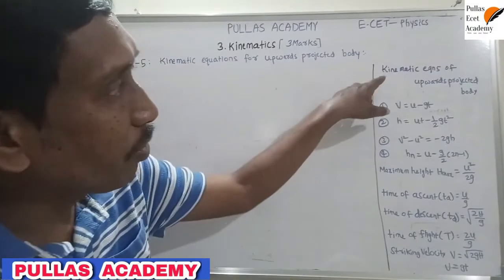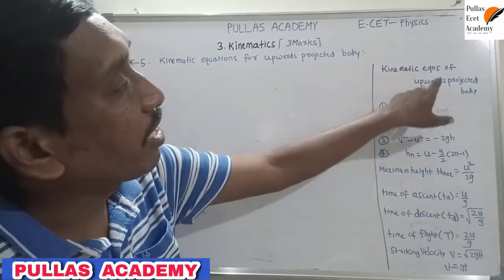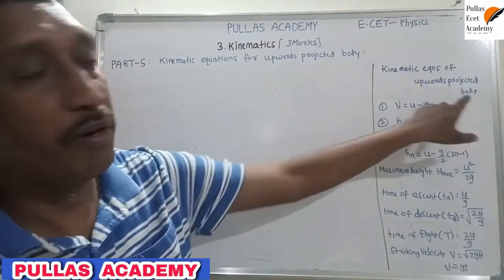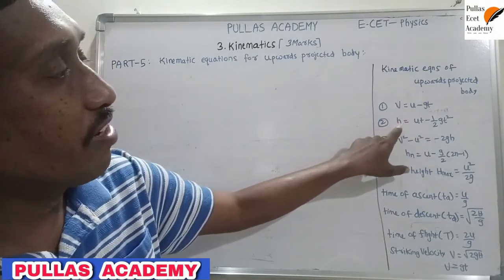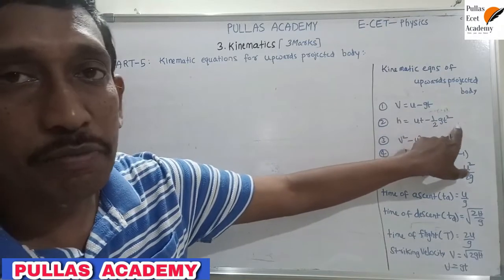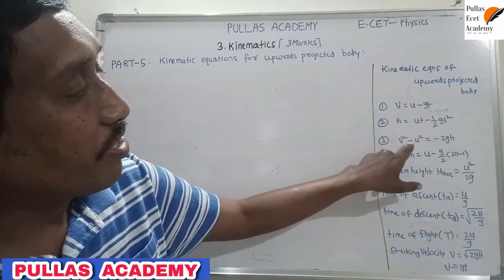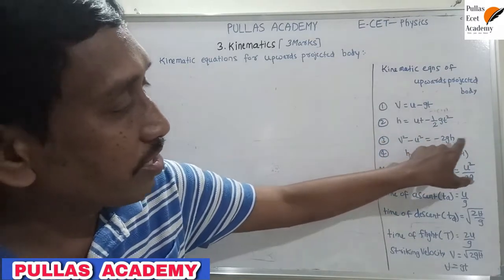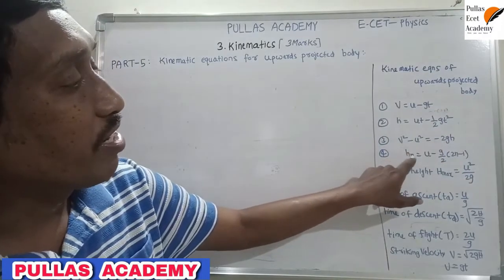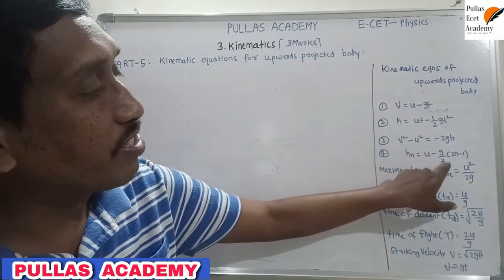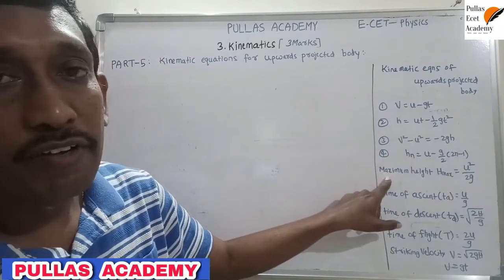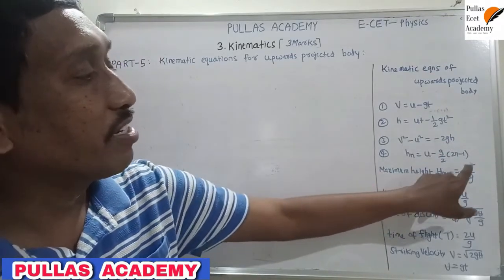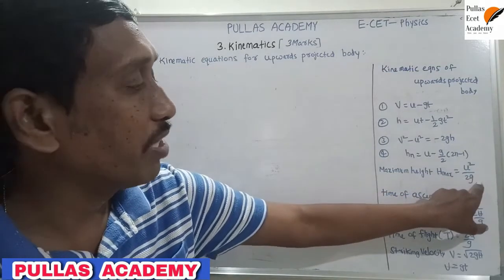In this class, the important equations are the kinematic equations for an upwards projected body. First kinematic equation, v is equal to u minus gt. Second one is h is equal to ut minus half gt square. Third equation, v square minus u square is equal to minus 2gh. Fourth equation, hn is equal to u minus g by 2 into 2n minus 1. Next, we have derived the maximum height, that is h max is equal to u square by 2g.